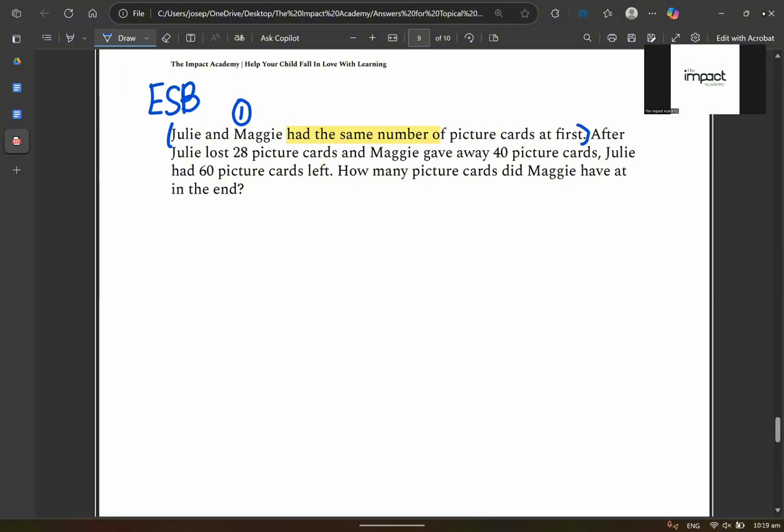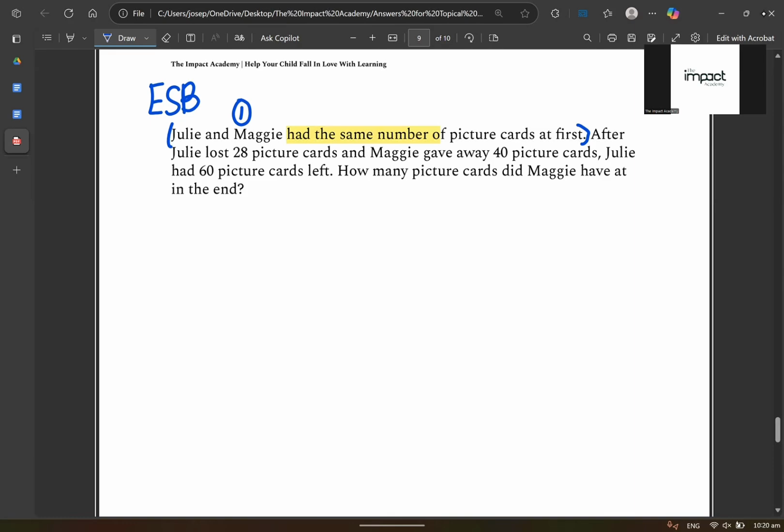When I say equal stage beginning, can you open up your cheat code book? Refer to equal stage beginning and ask yourself a very simple question. What is the thing that you need to do? When we say that they have the same, what is it that you need to do? Draw a model. Very good.